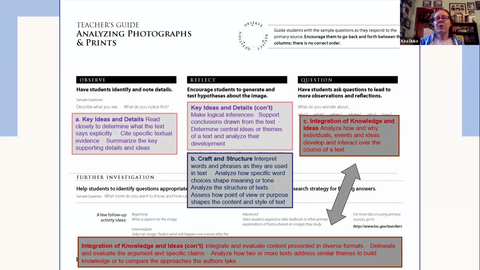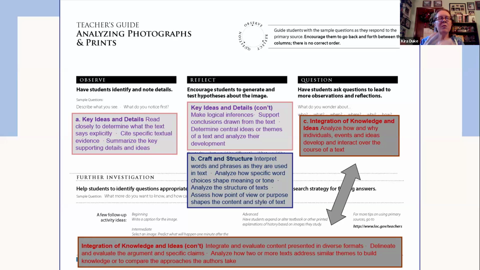And then as we get into the questioning and the further investigation step of this, we're going to have to think about how all of these things are interacting with each other as we're looking at the source or as we're looking at multiple sources. We're going to have to integrate information from multiple sources and possibly from sources in diverse formats. We're going to have to evaluate arguments and claims. We're going to have to address how themes interact with each other over the course of multiple sources.